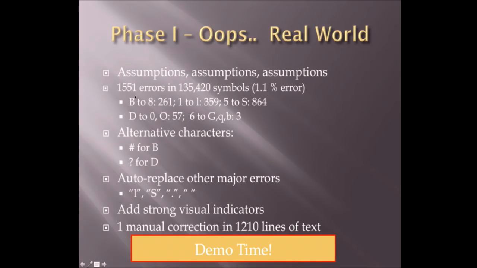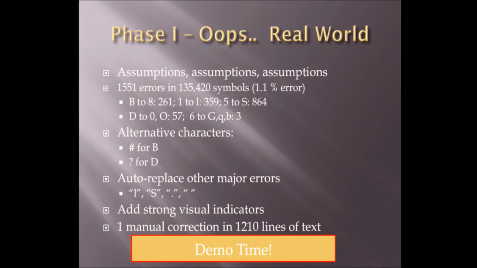And some of these are pretty bad, right? A B to an 8, that's bad because both Bs and 8s are valid hex code. 1 to L's not a problem. 5 to S is not a problem. D to 0 or O, that can be a problem. And 6s get changed. So I came up with some alternative characters that actually show up in the printouts.